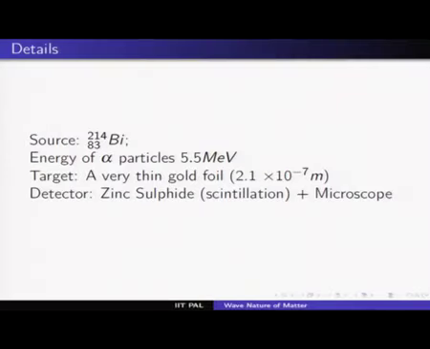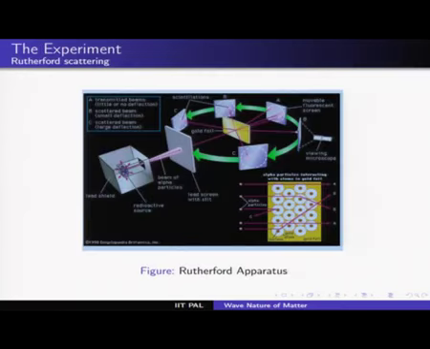The thickness was as small as 2.1 × 10^-7 meters. That is what it was. Then of course the detector was zinc sulfide, which was a scintillating object. So every time an alpha particle or a charged particle hits it, it scintillates, so you know where the scattered alpha particle has hit. He had a microscope through which he would see that, and he would record the number of alpha particles that are scattered by this gold foil. All these numbers are taken from your NCERT book, so you can go and look them up.